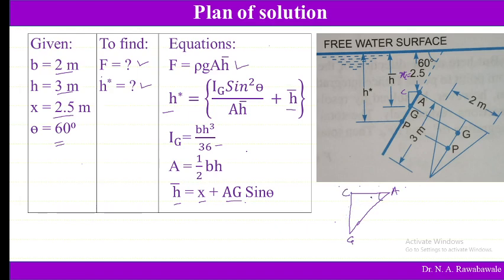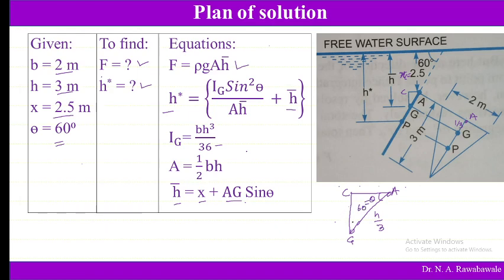So this angle theta is known. This distance A to G we can find out. The center of gravity of a triangle from its base is at 1/3 of its height, h by 3. So AG is h by 3. Theta is known, 60 degrees. Now we want to find out CG.